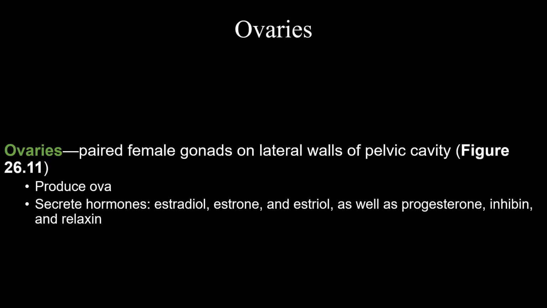Now, the first thing we're going to look at is the paired main female gonads, and these are the ovaries. And these are found on the lateral walls of the pelvic cavity. So each ovary typically only weighs between 6 and 8 grams, and they're about the size of a walnut. Now, these organs appear relatively smooth before puberty, but as a woman matures, they take on a more bumpy appearance due to scar tissue that is left behind when ova are released every month.